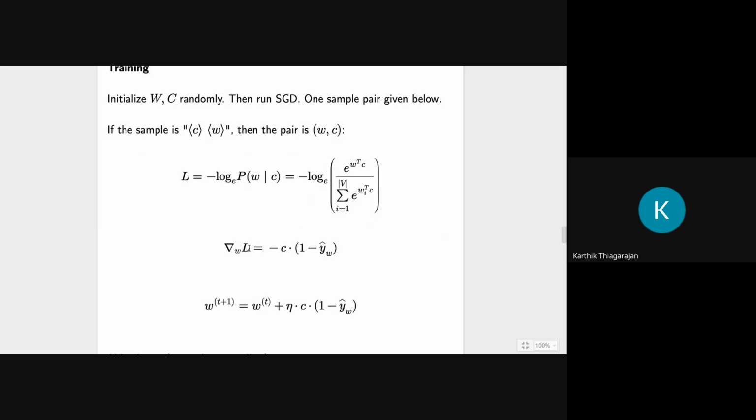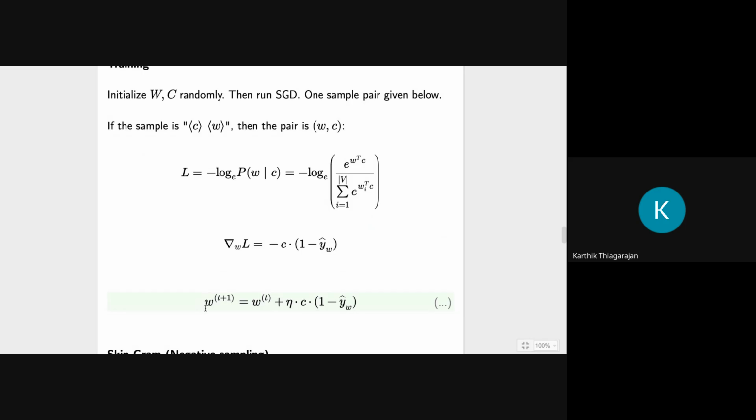You can calculate the gradient of the loss with respect to W and C, and ideally you have to update both these values. But in the lectures, we have only seen how to do this for W, so we'll stick to that. How you update the word embeddings for the target word is all that we have seen so far, and we'll stick to that.